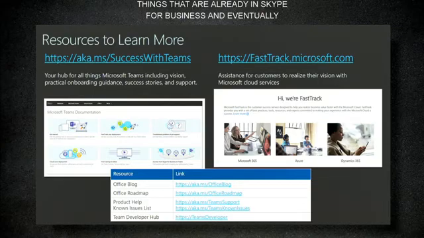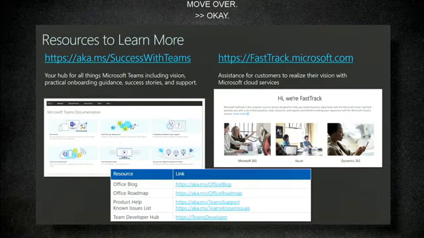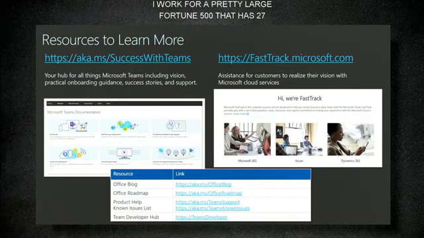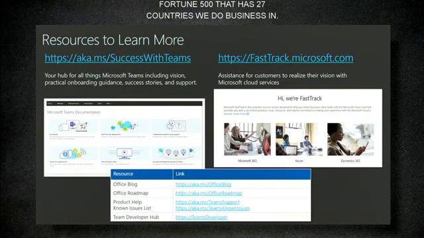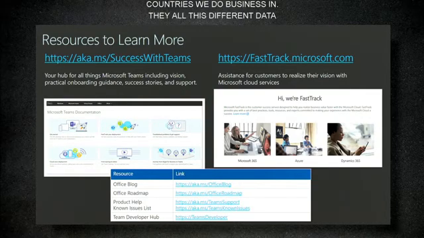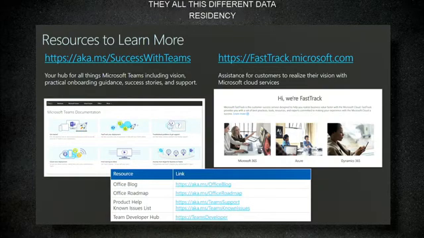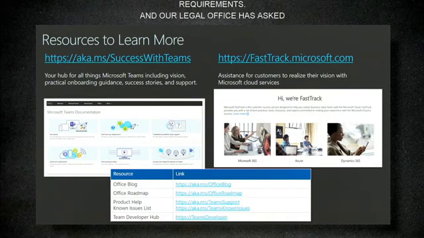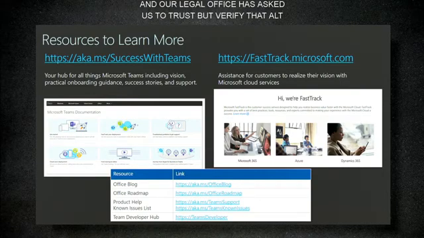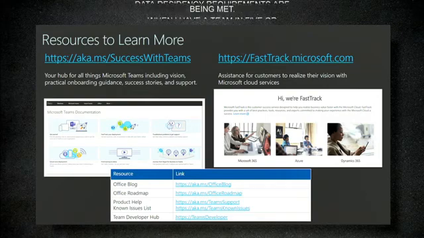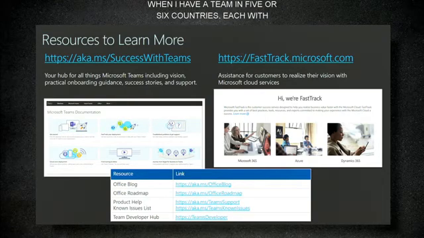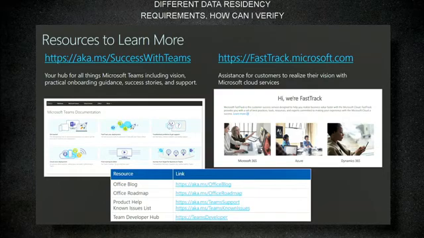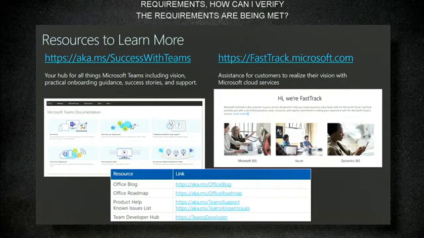Hi, so I work for a pretty large Fortune 500 that has offices in 27 countries that all have different data residency requirements. Our e-discovery and audit legal office has asked us to trust but verify that all of the data residency requirements are being met. So when I have a team that consists of members in 5 or 6 different countries, each with different data residency requirements, how can I verify that those requirements are being met?